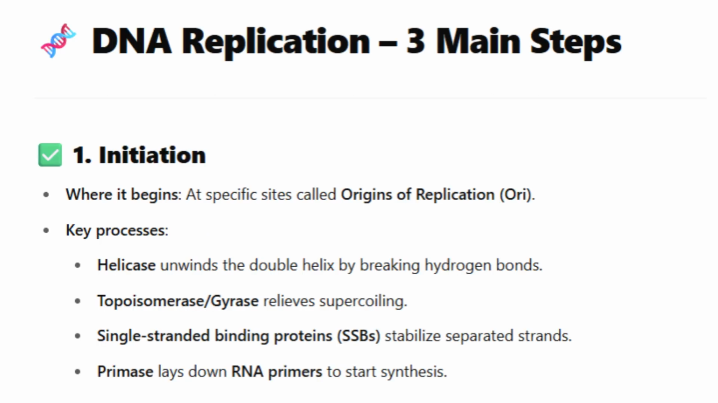DNA replication, three main steps. 1. Initiation. Where it begins. At specific sites called origins of replication, ORI. Key processes: helicase unwinds the double helix by breaking hydrogen bonds. Topoisomerase/gyrase relieves supercoiling. Single-stranded binding proteins, SSBs, stabilize separated strands. Primase lays down RNA primers to start synthesis.